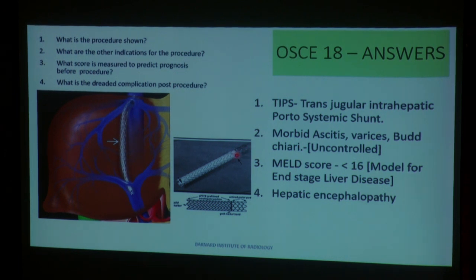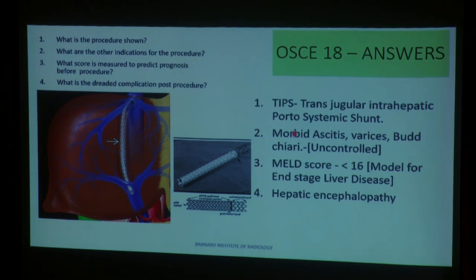Now why is this? Because the covered portion should be in the parenchyma, and the uncovered portion is inside the portal vein to allow blood flow into both branches of the portal vein. And this covered stent is to prevent leak of blood into the parenchyma. So we are placing it from the right hepatic vein to the portal vein. Usually the stent is placed in one branch, usually the right branch of the portal vein.